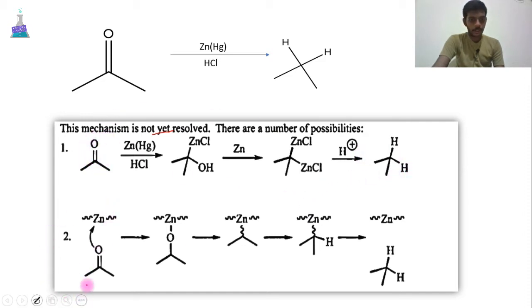This is another route. The oxygen abstracts the zinc, forming a bond between oxygen and zinc. After that, this oxygen is removed and then the hydrogen is added over here. After that, the deoxygenated product is obtained. This is one of the ways of the mechanism. It is not yet resolved, so there are a number of possibilities.